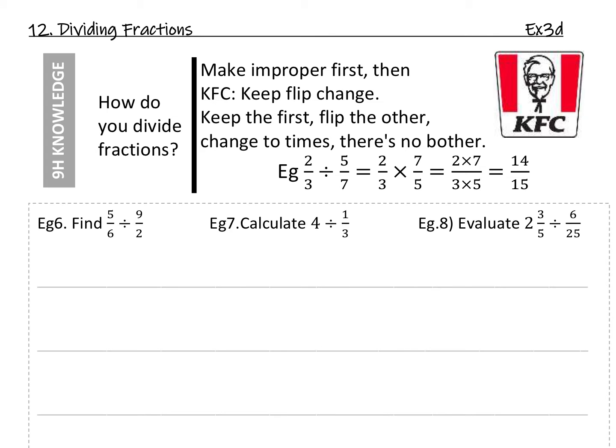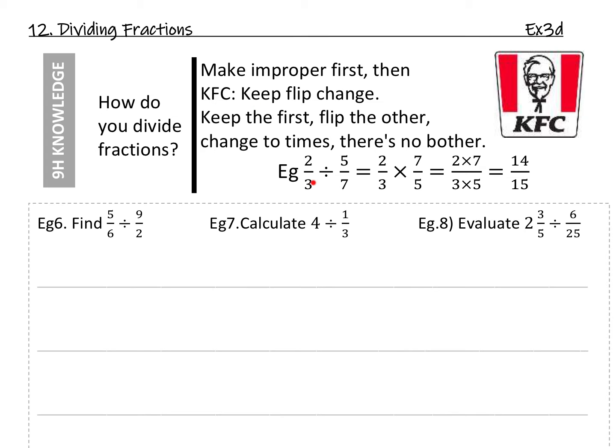Well, like multiplying, you make sure that the fractions are improper first. So make them improper first and then follow the process KFC, which is keep, flip, change. Or if you want to remember the wee rhyme, keep the first, flip the other, change the times, there's no bother. So what's all that about?